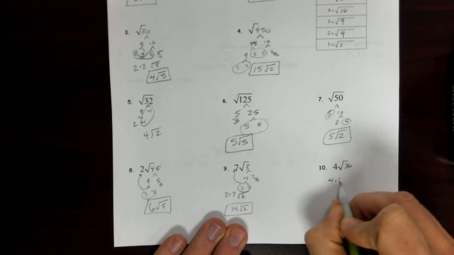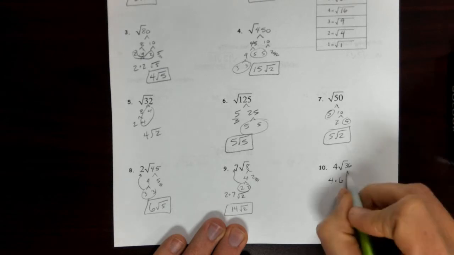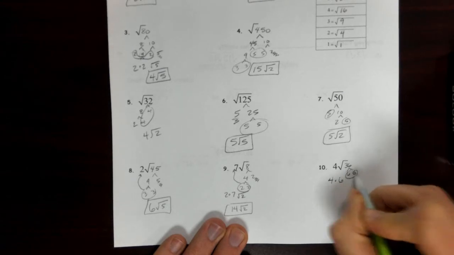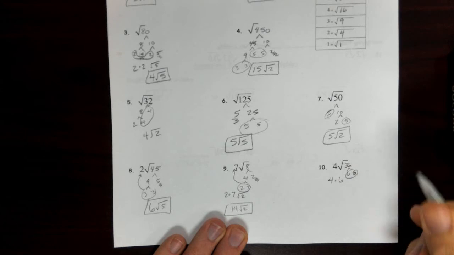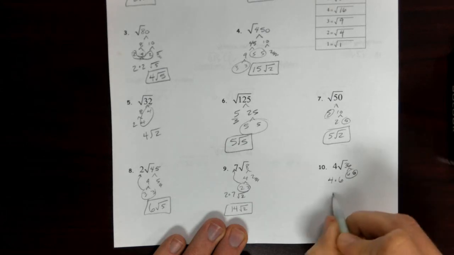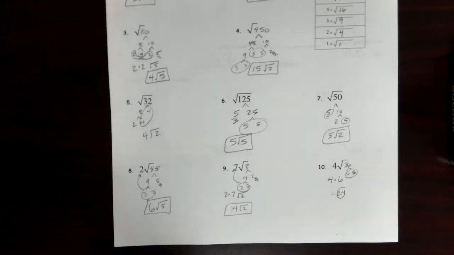So outside we have 4 times 6. Nothing underneath the radical, because I used both of those prime factors. So here we have 4 times 6, which is 24.